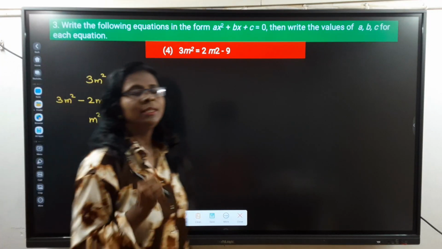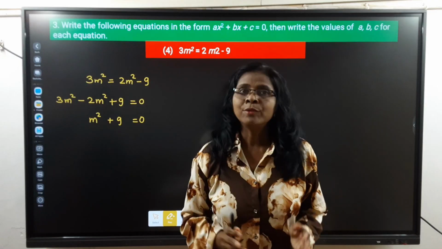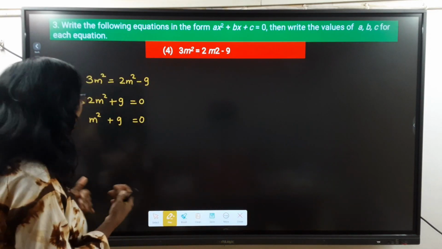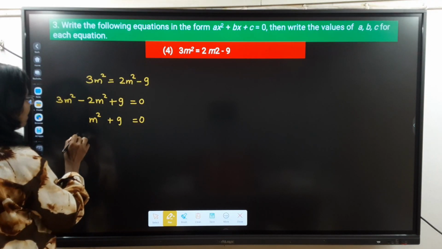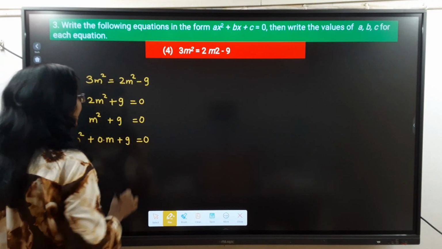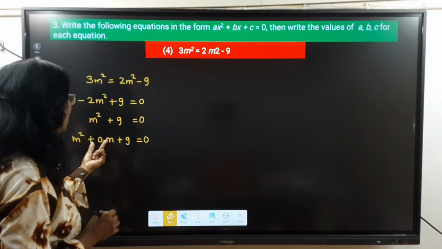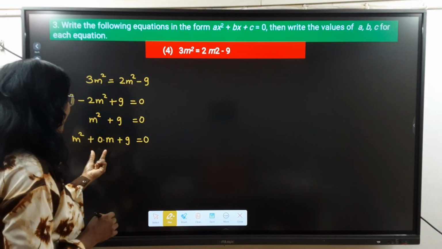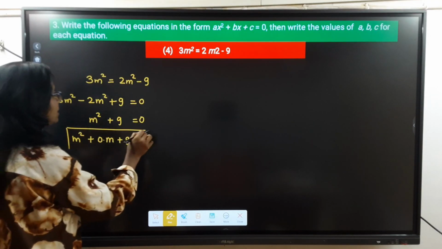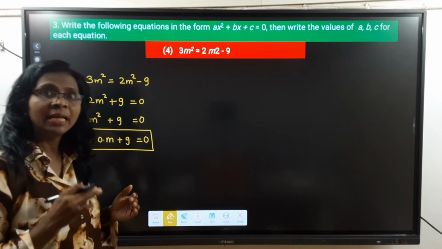Now here, students, this equation includes only two terms. In the standard form of a quadratic equation there are three terms, but here there are two terms. So we convert it into three terms. It will be m square plus 0m plus 9 is equal to 0. Here the middle term, that is the second term, does not appear in this equation. So we take the second term as 0 multiplied by m, so it becomes automatically 0.